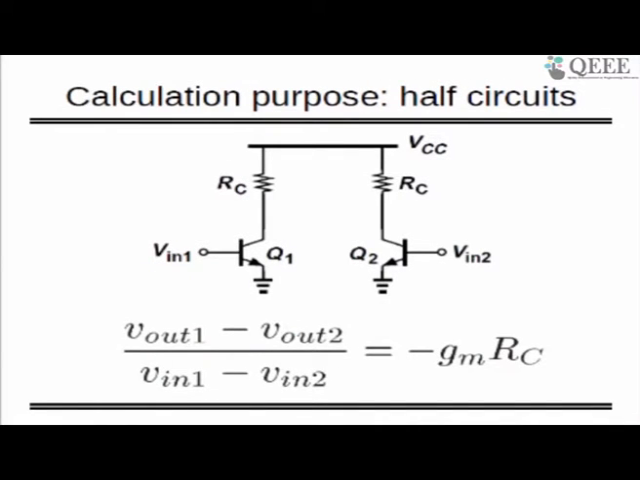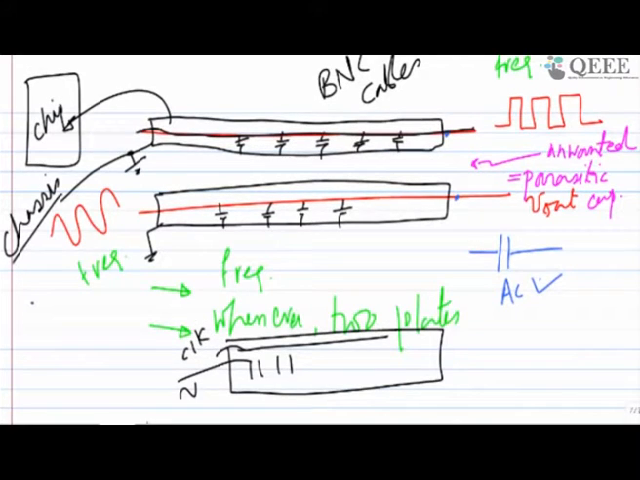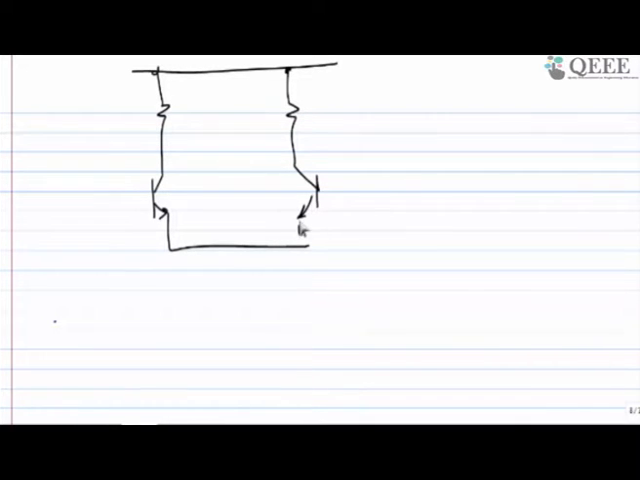So this is one circuit. Let's go back to our main analysis, where we have started from this one: common emitter with current source at the bottom.